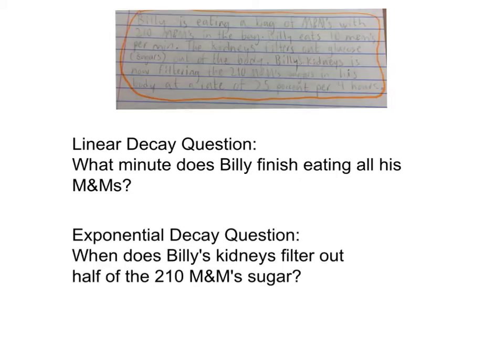So the first question is, what minute does Billy finish eating all his M&Ms? The second question is, when does Billy's kidneys filter out half of the 210 M&Ms sugar.